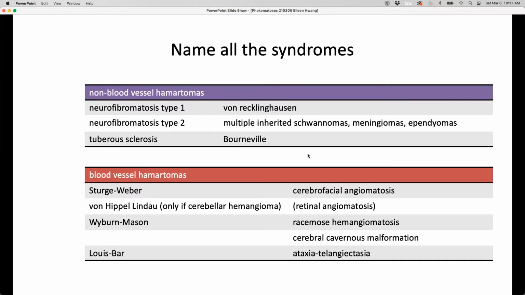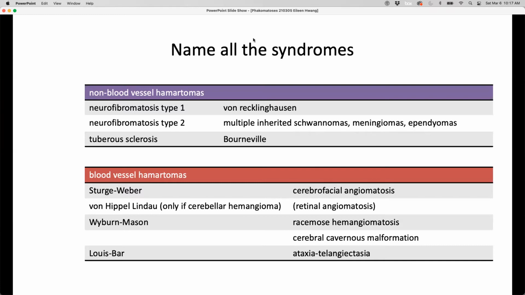All right. So, I guess there's another name for Sturge-Weber, cerebrofacial angiomatosis, as well as encephalotrigeminal angiomatosis. I feel like they all have angiomatosis. The word trigeminal, I've seen that somewhere too. But anyway, tuberous sclerosis, Bourneville. I always forget that one too. And then NF2 is multiple inherited schwannomas, meningiomas, ependymomas.